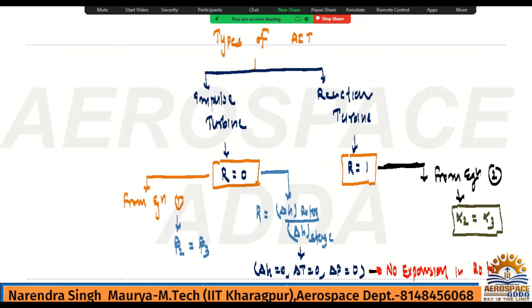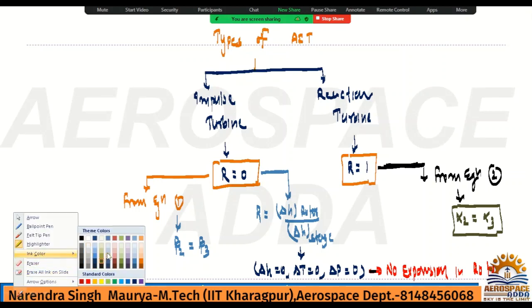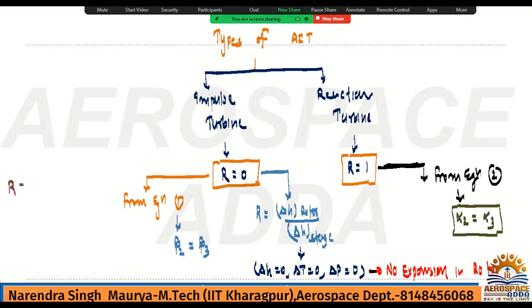Anyway, now what is the second thing? If R is equal to 1, then it means in the stator or nozzle there is no expansion. That's the mean of it, because it is rotor divided by stage. And in stage, what is the formula? If you check, what is the degree of reaction? It is change of pressure or temperature drop.